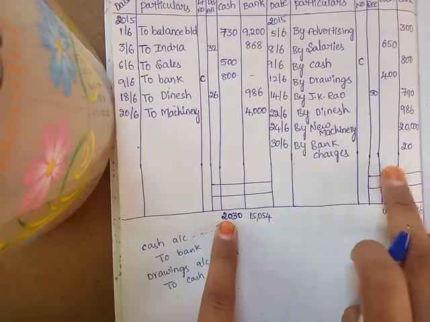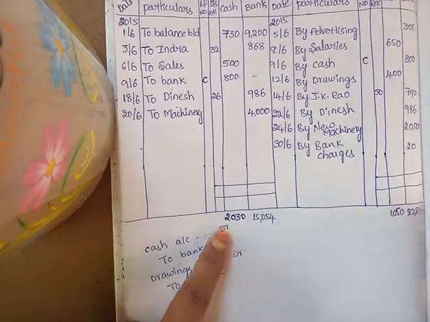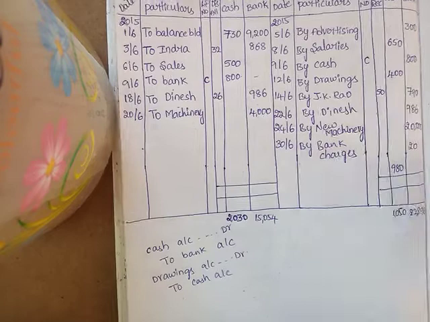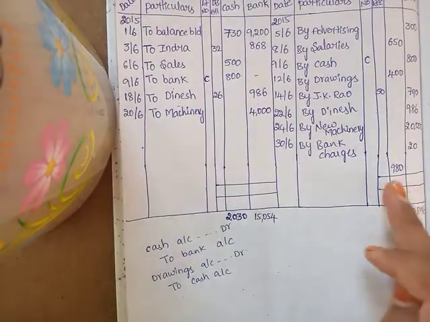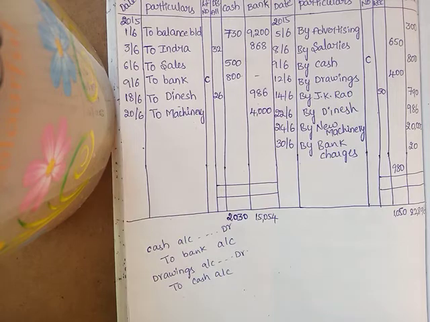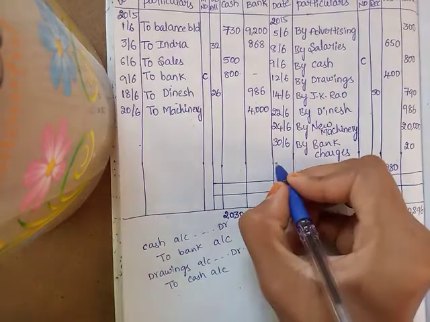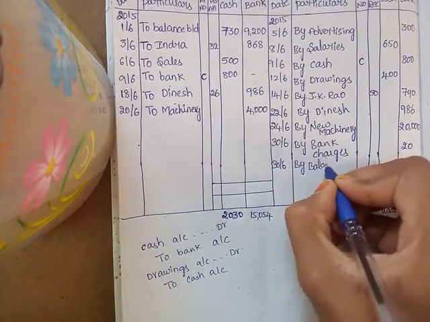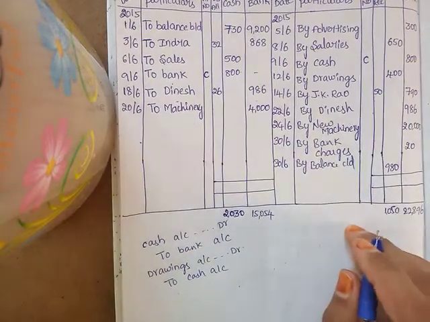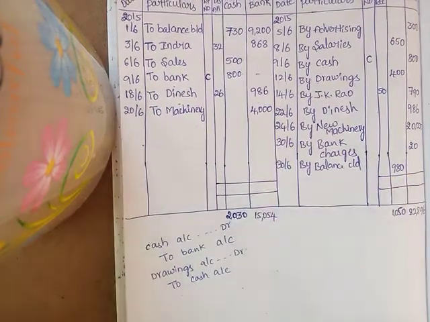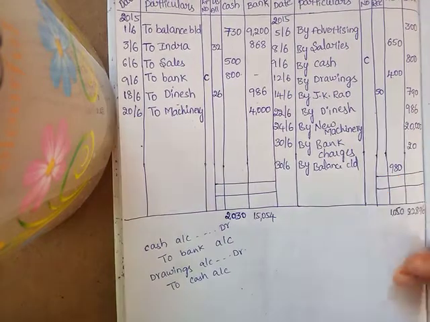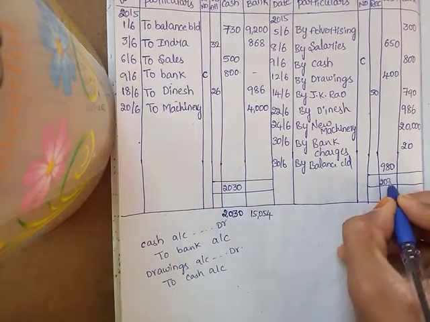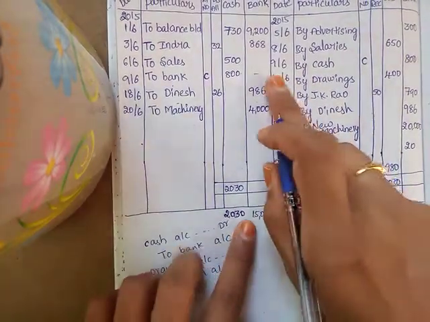So how much balance we need to equal? That is 2030 minus 1050 is 980. Okay, 980. And on which date? At the end of the month is 30 June. By balance carried down, or you have to write cash in hand. So how much is cash column? 980. So total of both sides of cash column is 2030. 2030.